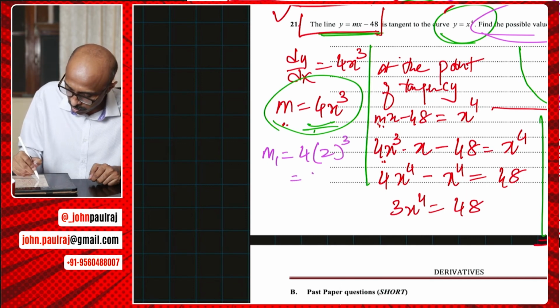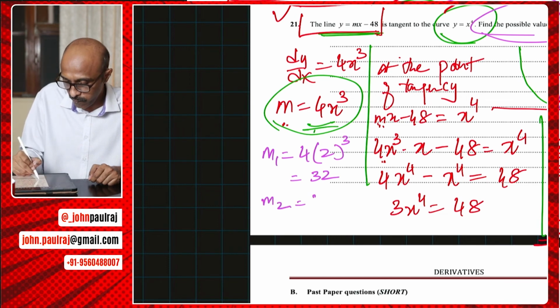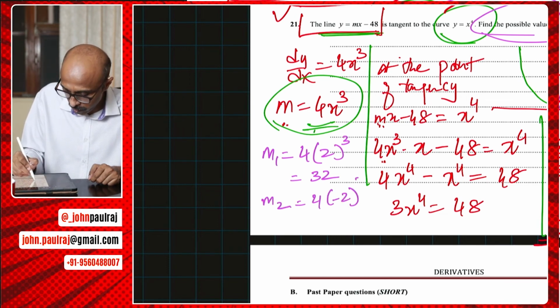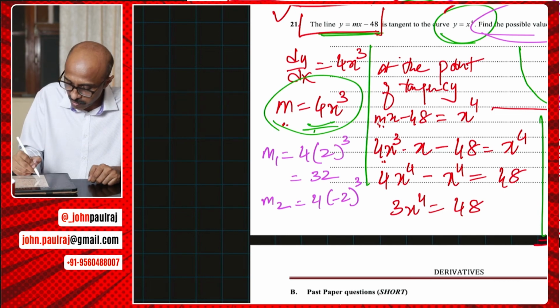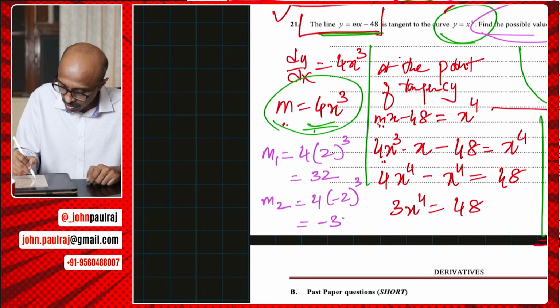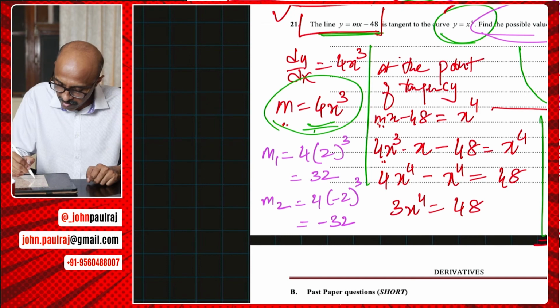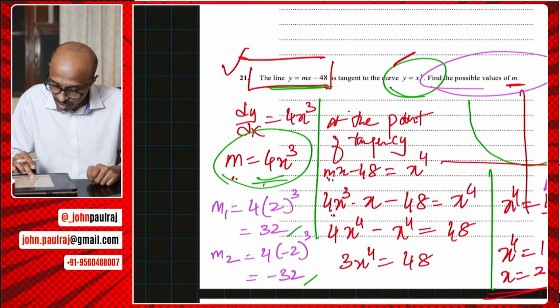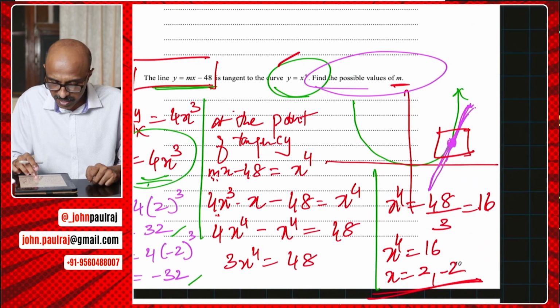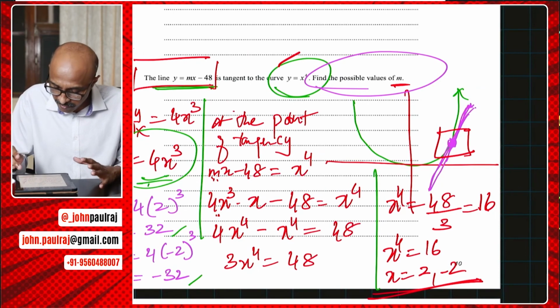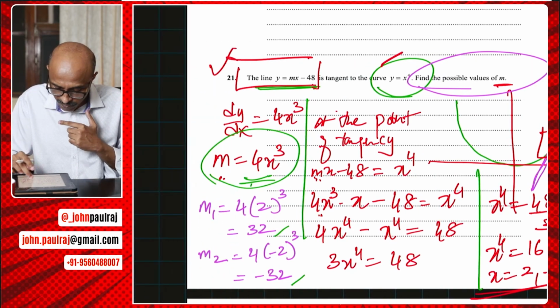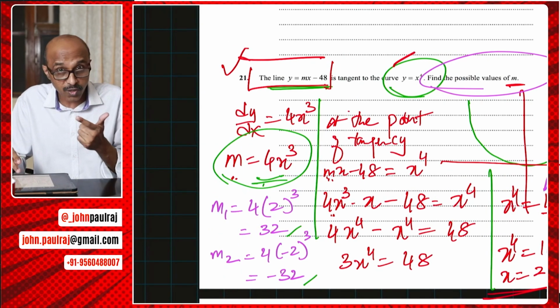8 times 4 is 32. The second value of m, if I call that m2, it's going to be 4 times negative 2 to the power of 3. That's negative 8 times 4, which is negative 32. Okay, so those are the two values of m that will satisfy these conditions, that y equals mx minus 48 is a tangent to the curve, and those are the possible values of m. m is equal to 32 and m is equal to negative 32.